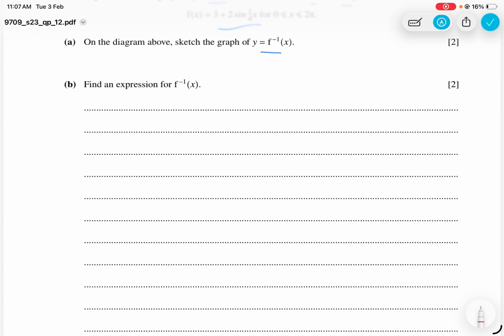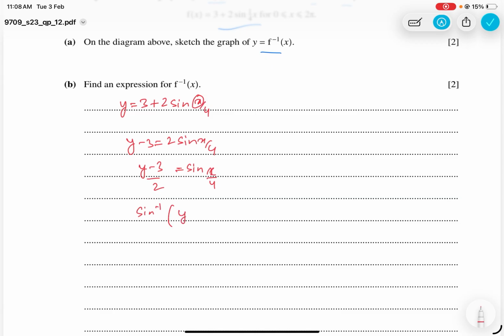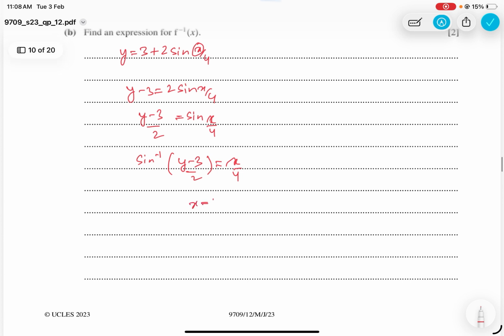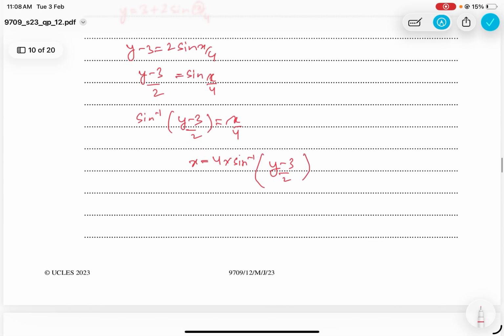Find an expression for f inverse x. Alright, so we have to find an expression. We got the function y equals 3 plus 2 sine x upon 4. Let's make x the subject. So we will have y minus 3 equals 2 sine x by 4. Y minus 3 upon 2 equals sine x upon 4. Alright, so we will have sine inverse of y minus 3 upon 2 equals x upon 4. X equals 4 times sine inverse of y minus 3 upon 2.